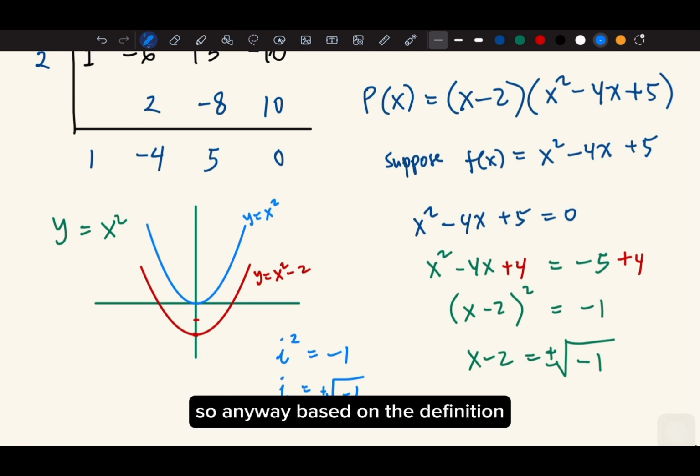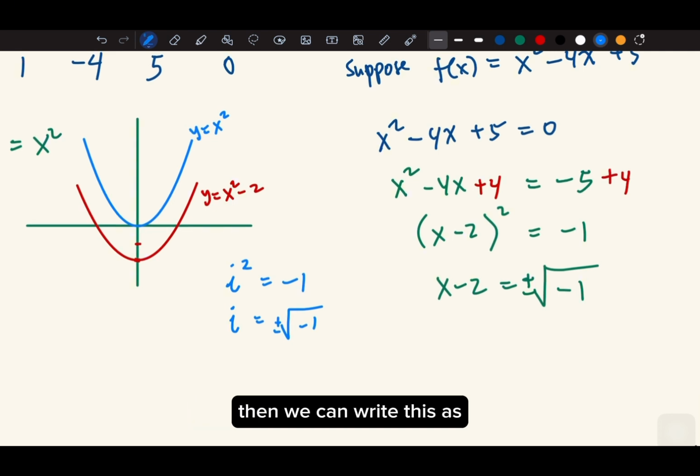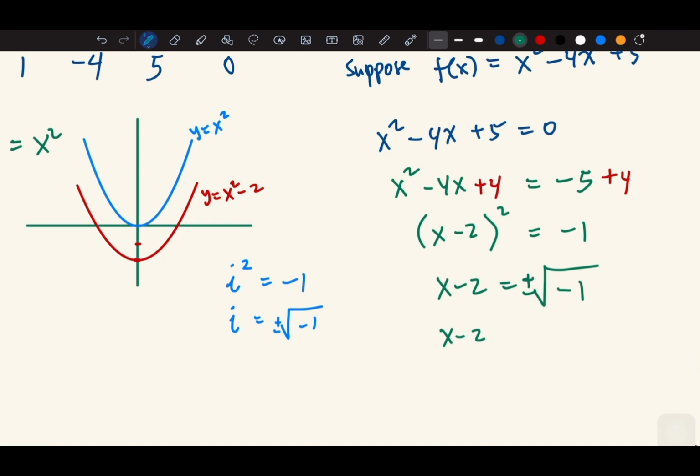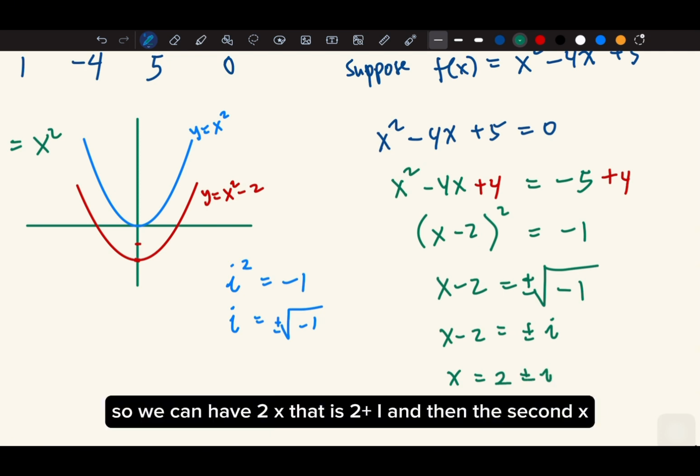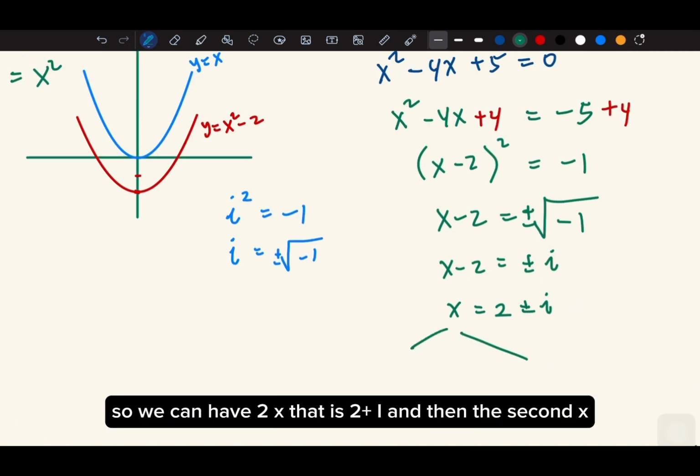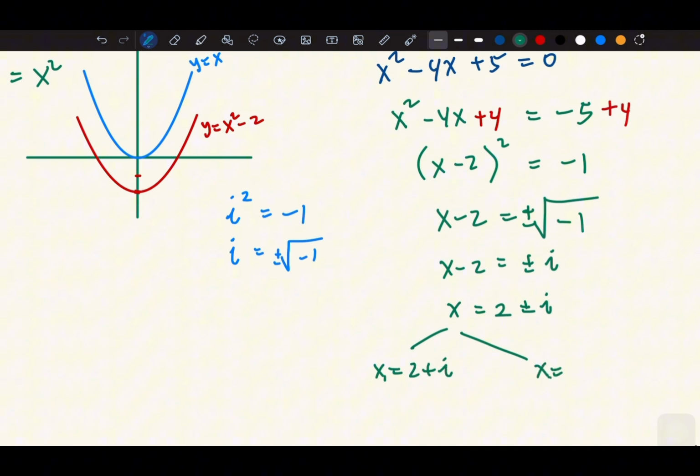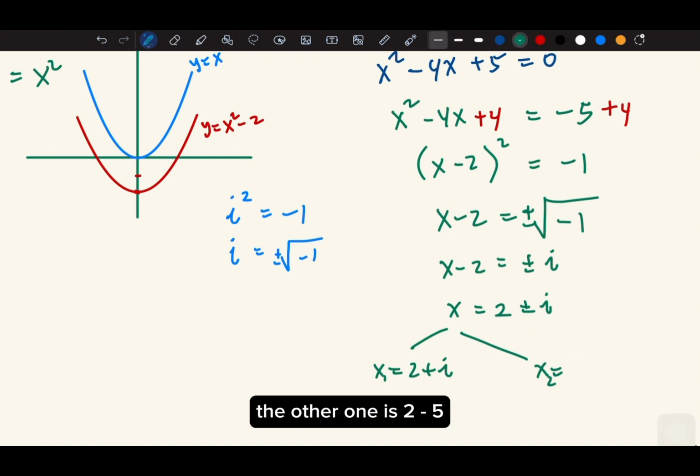So anyway, based on the definition, we can write this as just plus minus i. So x is 2 plus minus i. So we have two solutions, x1 and x2: one is 2 plus i, and the other one is 2 minus i.